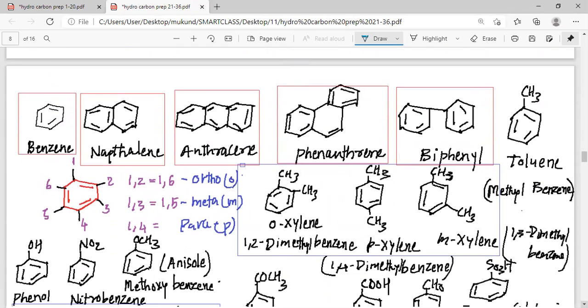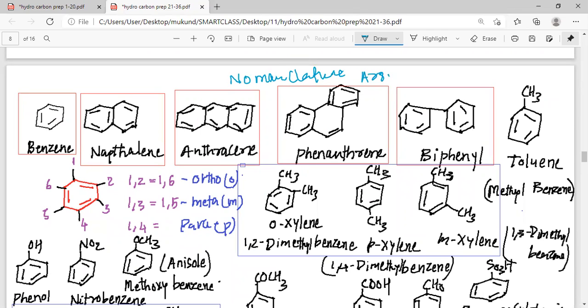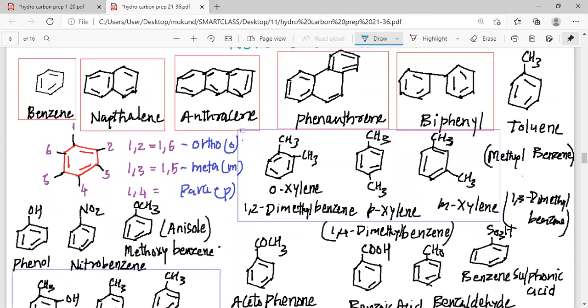compounds. Now, my dear students, here I am going to show you the various nomenclature ways or names of the various aromatic compounds. Though we have already studied it in the previous period, I thought let me give you the revision.